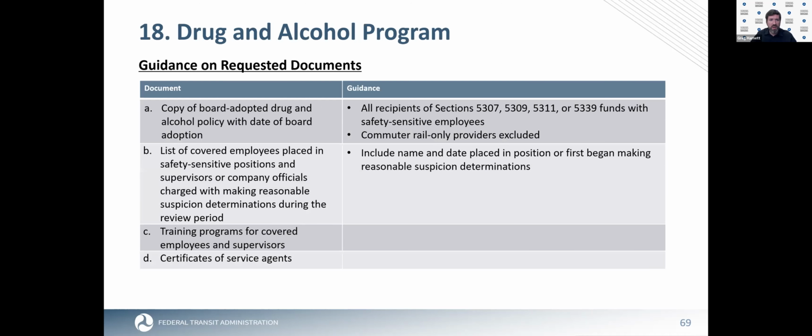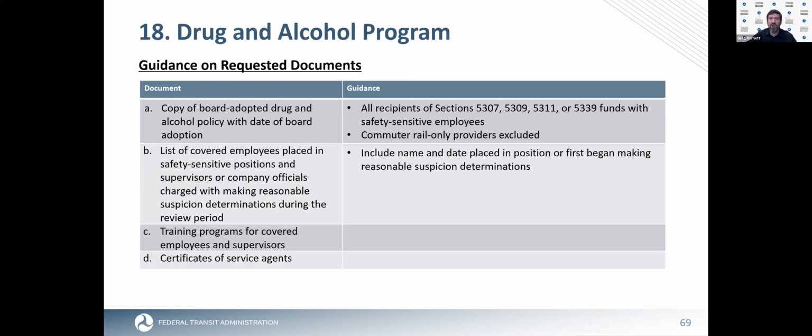So let's move on to the next chapter then, the drug and alcohol testing program. So the RAR is asking for a copy of your board-adopted drug and alcohol testing policy. Now, you might say, we don't have a board of directors at my organization. So if it's not a board of directors, it'll be whatever the equivalent final authority is for your organization.